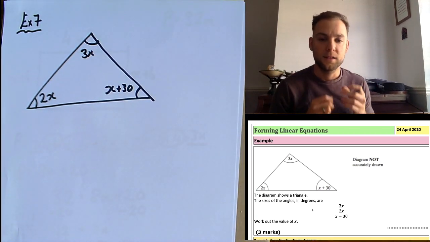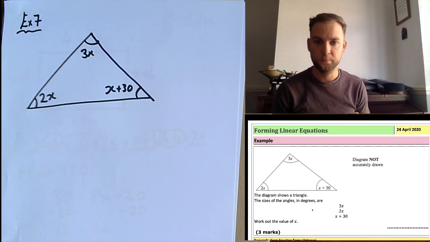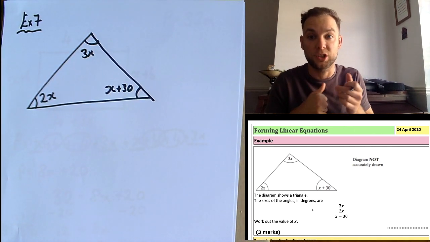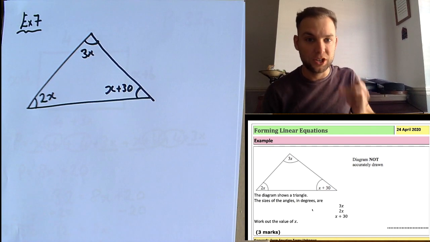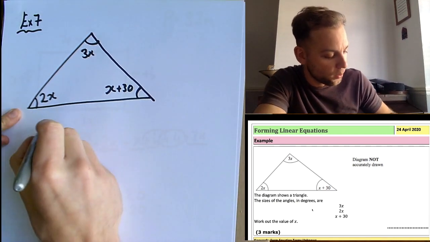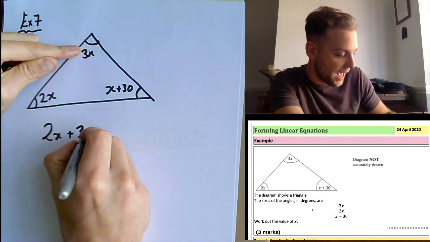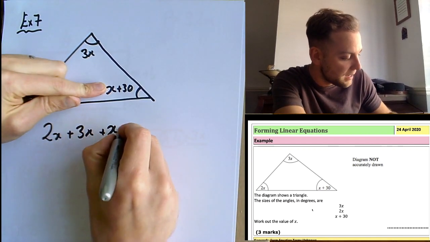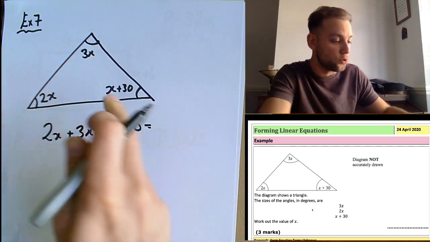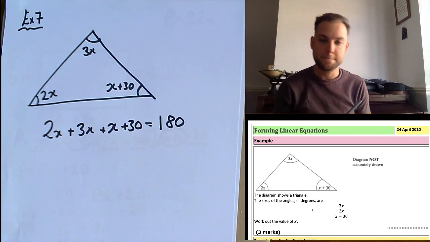So the question you've got to ask yourself is, what do I know that links all of these angles? Well, this is a triangle, and we know that the angles in a triangle sum to 180. So my first point here is that 2x, so this angle, plus 3x plus x plus 30 is equal to the angles in a triangle, which are equal to 180.